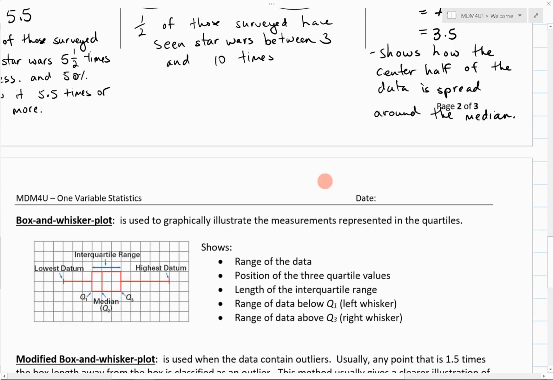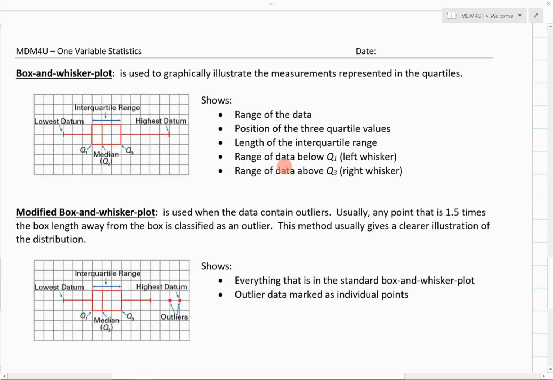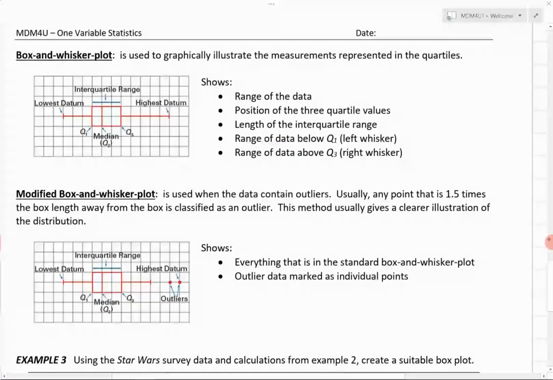And our last concept in this section is the box and whisker plot. This is a plot that we use to graphically illustrate the measurements represented in the quartiles. Once you calculate your quartiles, you can create a nice graphic that will show the range of the data, the position of the 3 quartile values, illustrated by these vertical lines, and the length of the interquartile range.